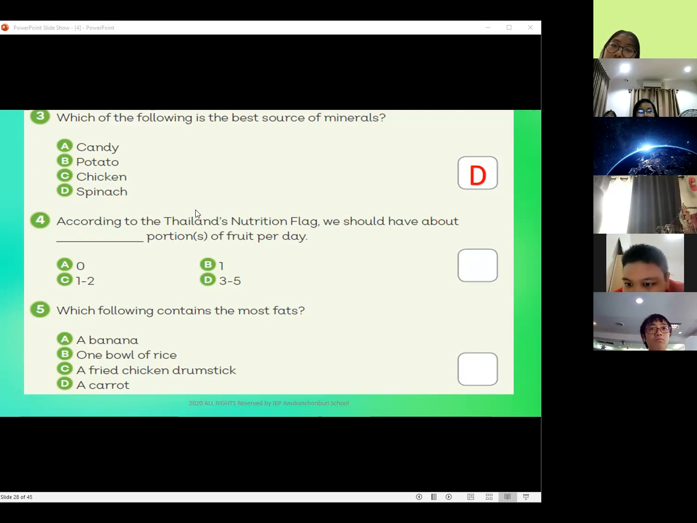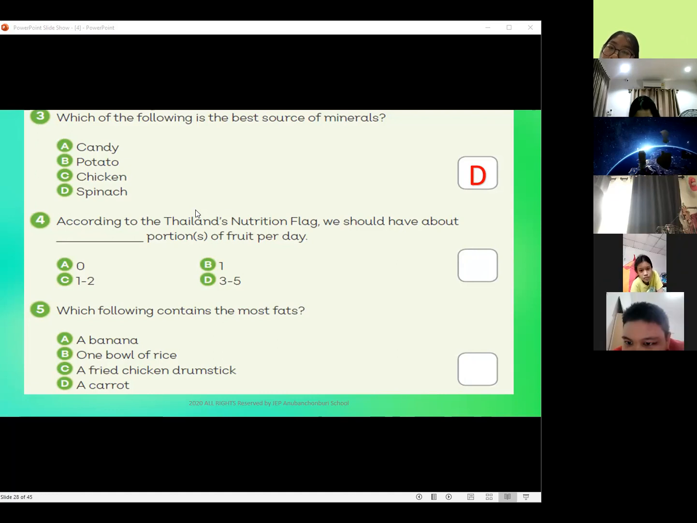Number 4. According to Thailand's nutrition flag, we should have about blank portions of fruit per day. What is the answer? 0, 1, 1 to 2, or 3 to 5? 3 to 5. Tanapuan, what is your number again? 32. Okay, Tanapuan is number 32. Perfect. Good. Number 5.